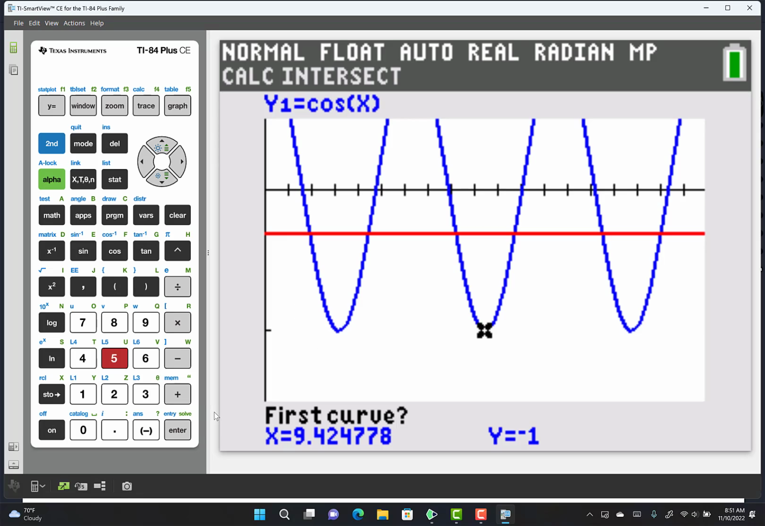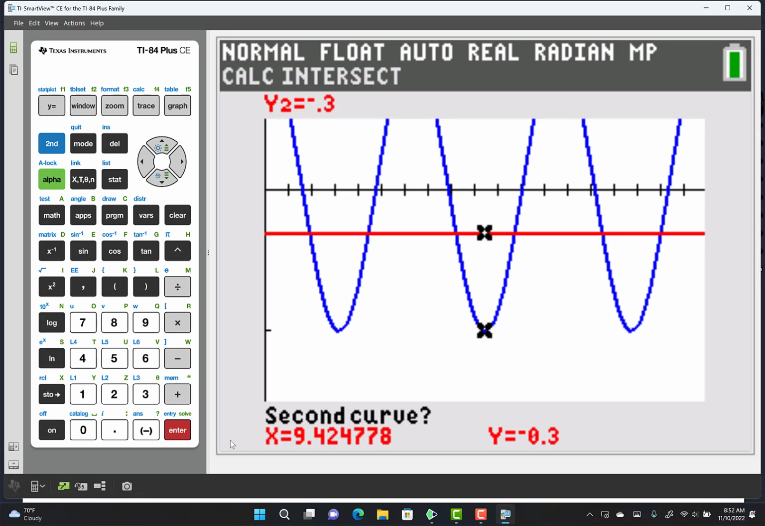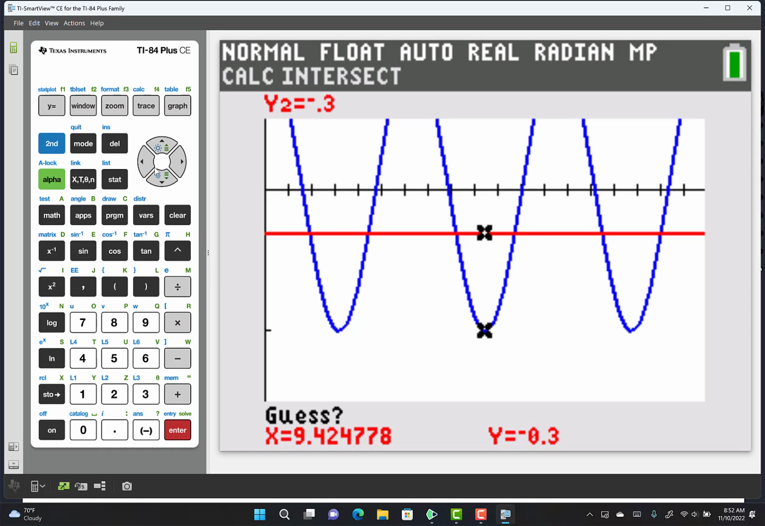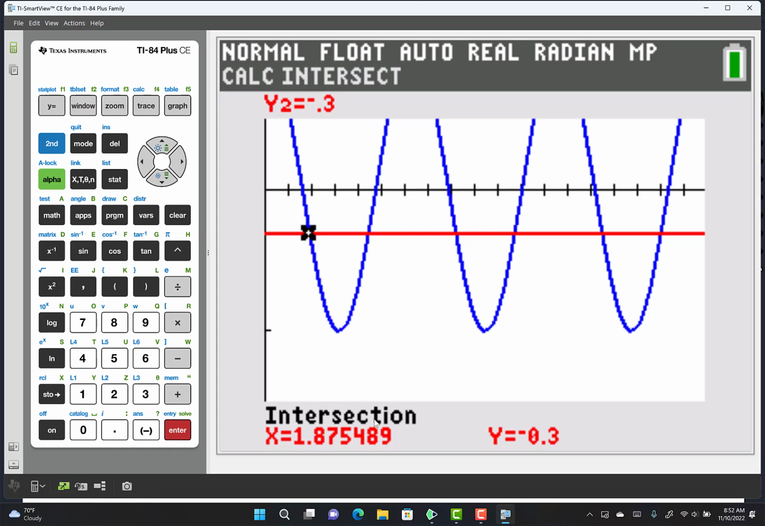Push 5. It says first curve, that blue one, yes. Second curve, that red one, yes. Those are the only 2 curves I have. When it says guess, there are so many intersections, really what it should say is which one. So guess, go to the one that you want, and then push enter. And it should say the word intersection. And look, it says intersection.